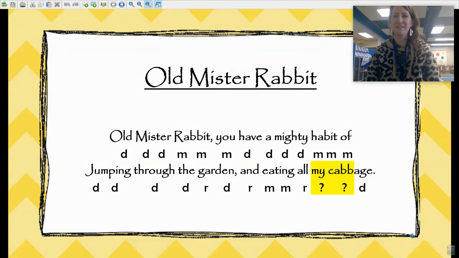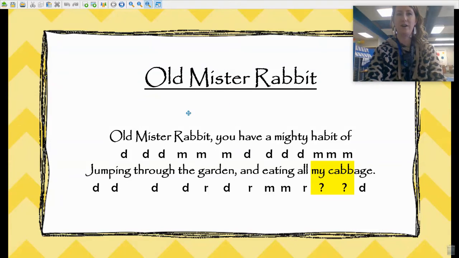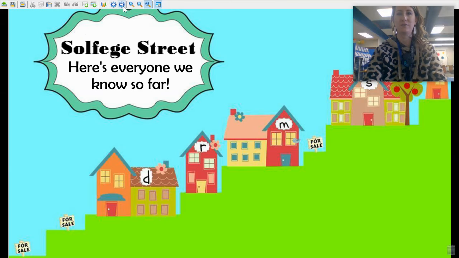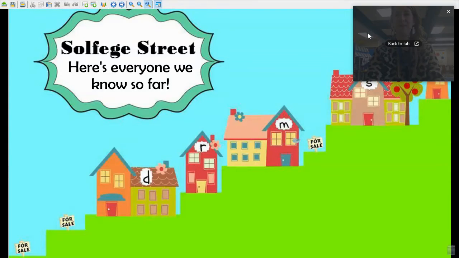Let's try to sing Old Mr. Rabbit with that part at the end. Okay, here we go. Old Mr. Rabbit, you have a mighty habit of jumping through the garden and eating all my cabbage.